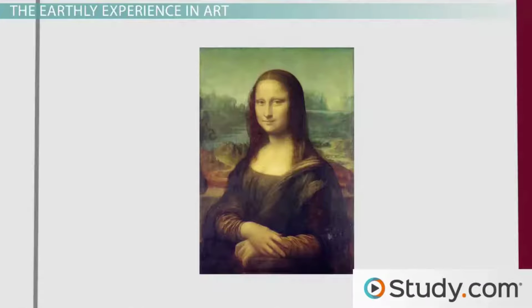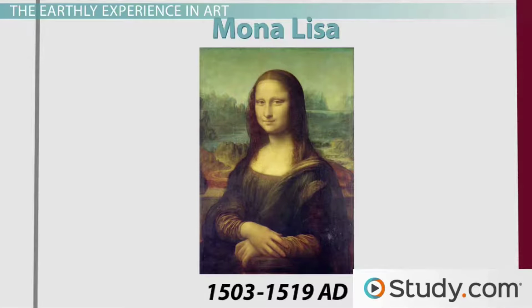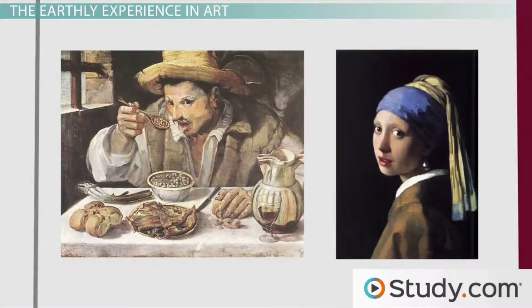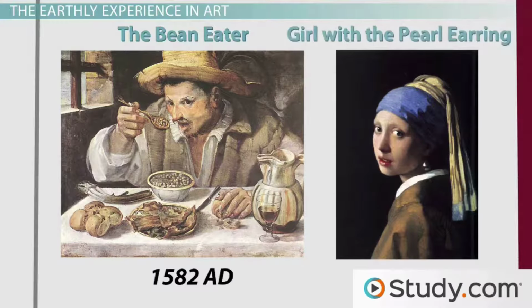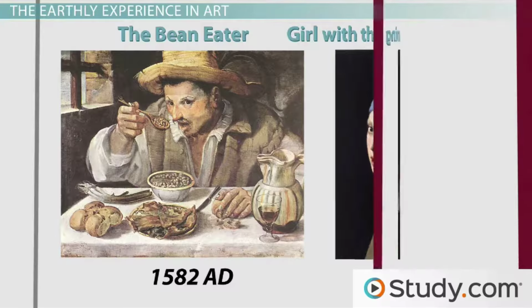The idea that humans were worth painting in their natural form was also heralded by Leonardo da Vinci in his well-known, uber-famous Mona Lisa. When da Vinci created this famous lady, somewhere between the years 1503 and 1519, he opted to focus solely on humanity without any religious themes. This trend is also seen in Karaski's The Bean Eater, painted somewhere around 1582, and Vermeer's Girl with the Pearl Earring, painted somewhere in the year 1665.